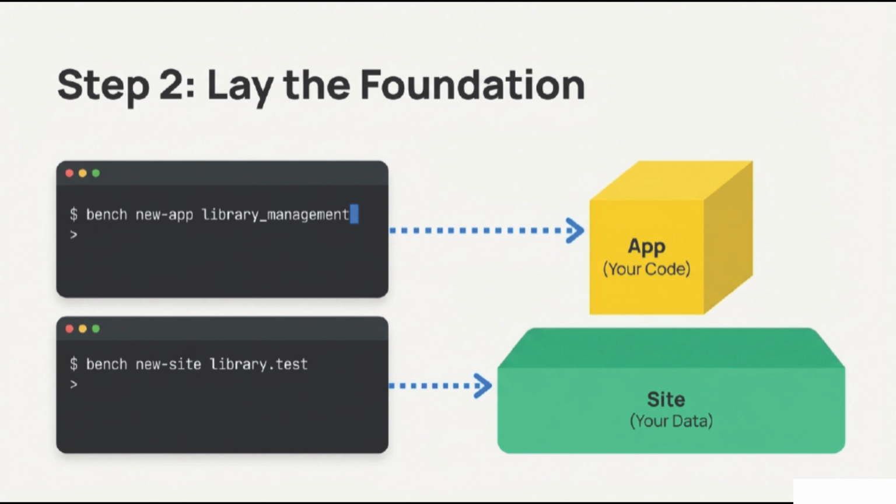Step 2 is laying the foundation. In the Frappe ecosystem, we distinguish between the app, which is your code, and the site, which is your data. We create our new app logic with bench new-app library_management. Then we create the database and site configuration with bench new-site library.test. Now we have a blank canvas.